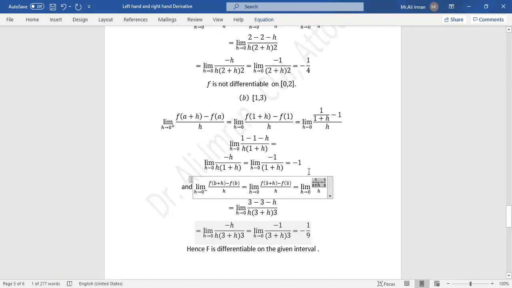As the right hand derivative limit and left hand derivative limit both exist, hence f is differentiable on the given interval from 1 to.